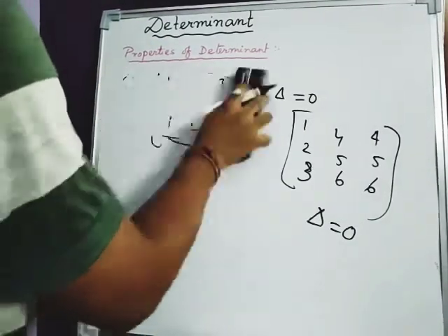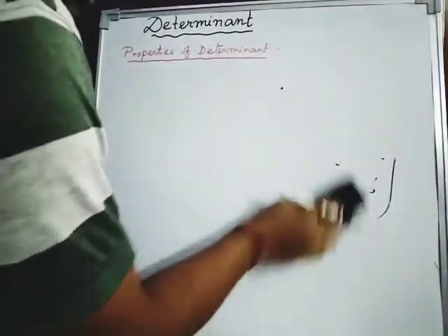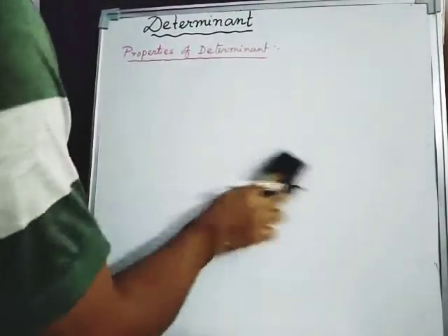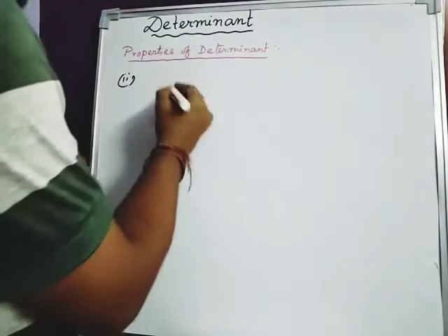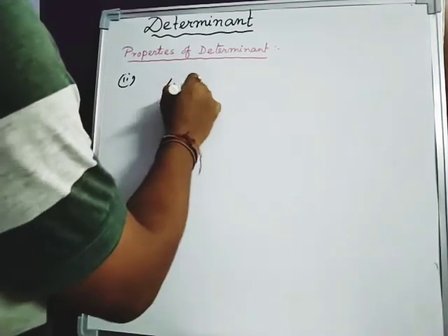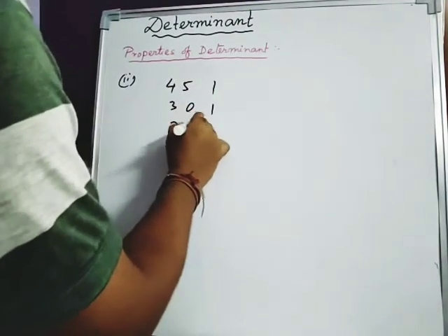Please remember the second property. We will go to the second property, and the second property is saying that if two rows or columns of a matrix are interchanged, then the determinant becomes negative. Two rows or columns can interchange, means suppose it was the matrix 4 5 1, 3 0 1 and 2 2 2.